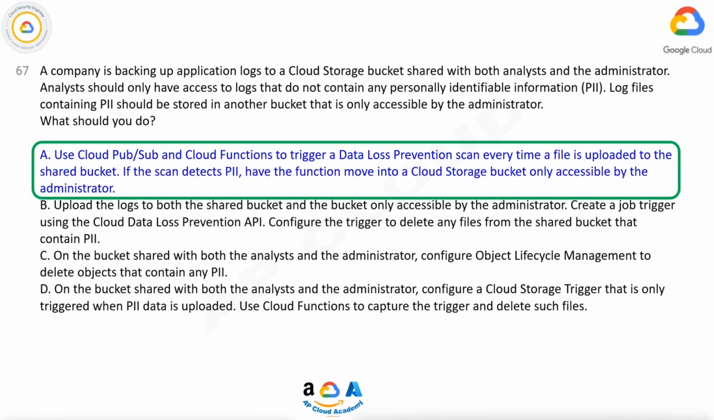Correct answer. A. Use Cloud Pub/Sub and Cloud Functions to trigger a Data Loss Prevention scan every time a file is uploaded to the shared bucket. If the scan detects PII, have the function move it into a cloud storage bucket only accessible by the administrator.